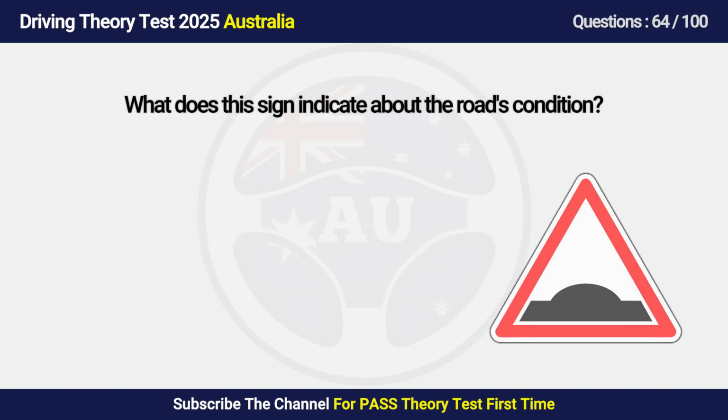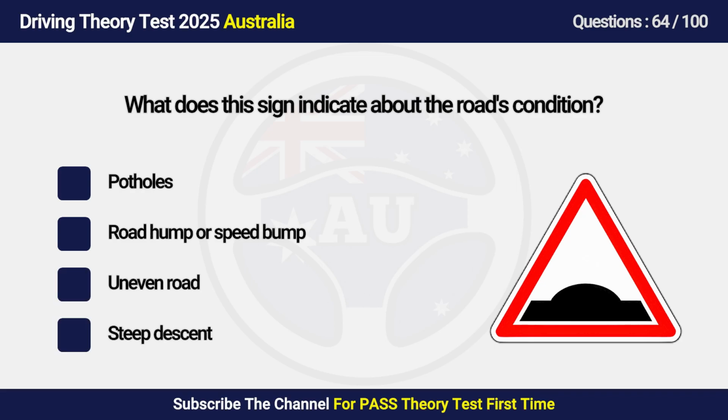Question 64. What does this sign indicate about the road's condition? A and B. Road hump or speed bump. C. Uneven road. D. Steep descent.